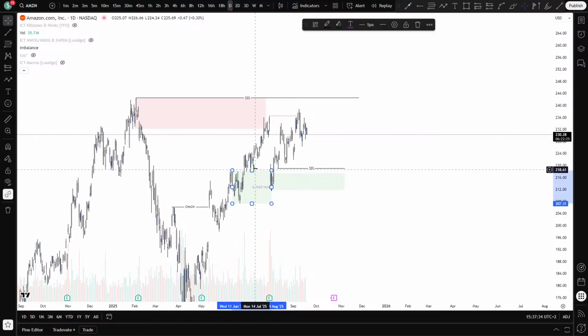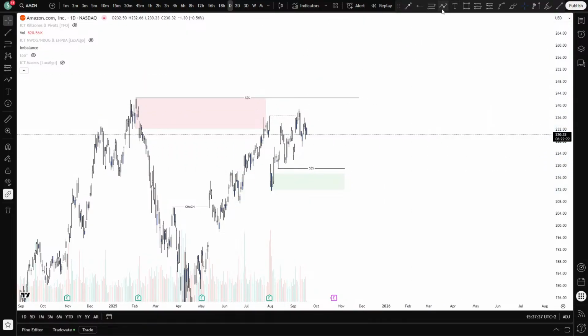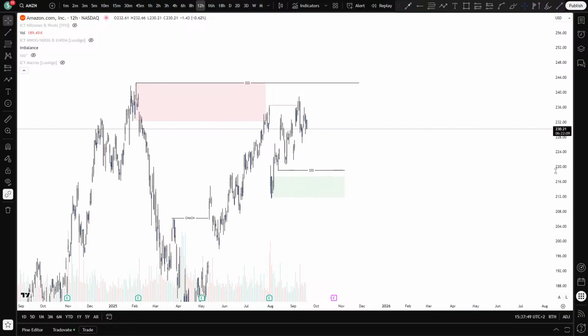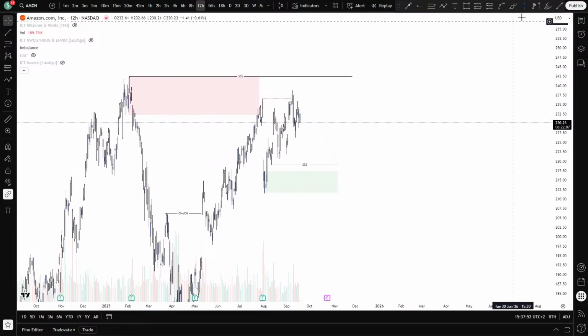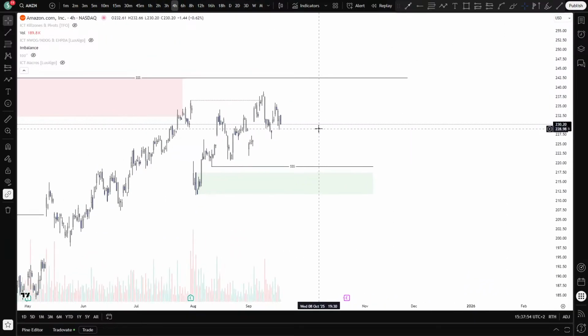So what do you want to look for on Amazon? To continue trading towards the all-time high, we can look for a higher low and a new higher high. Knowing that, what are interesting zones to look at? For that we're gonna have to zoom in.